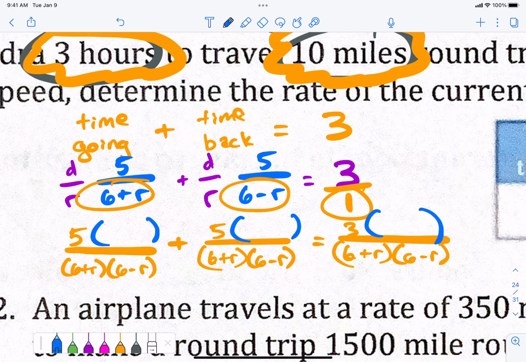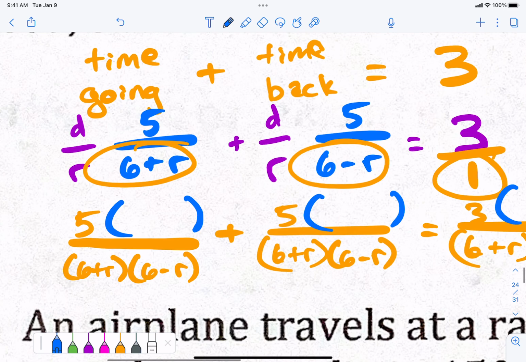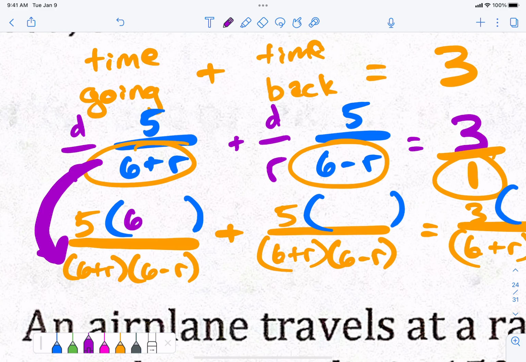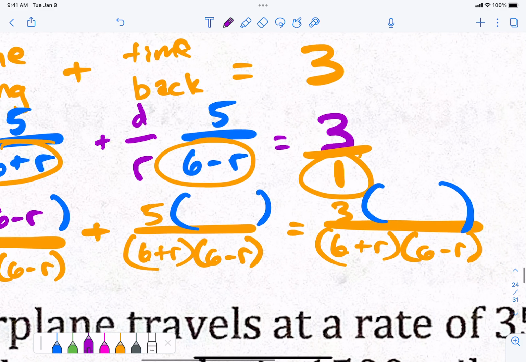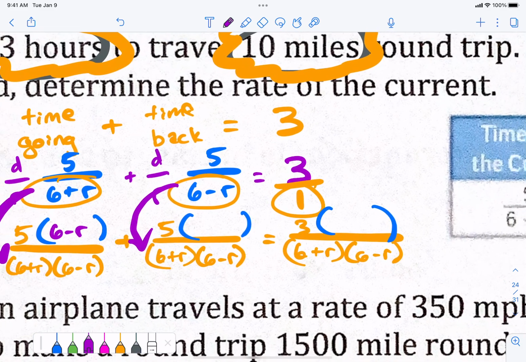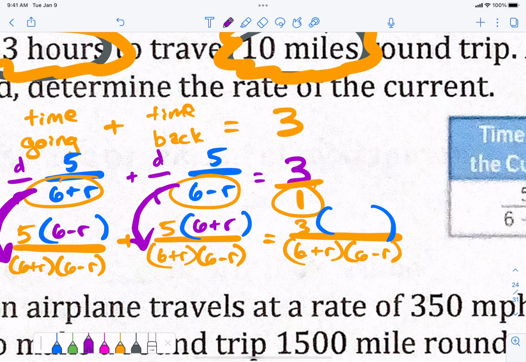Okay, all right, if we're looking at our denominators, the 6 plus r, what does it need? It needs 6 minus r. All right, let's do the math. Here we go. This 5, what does it need? It needs 6 plus r, okay? And what does the 3 need? It needs both of them.